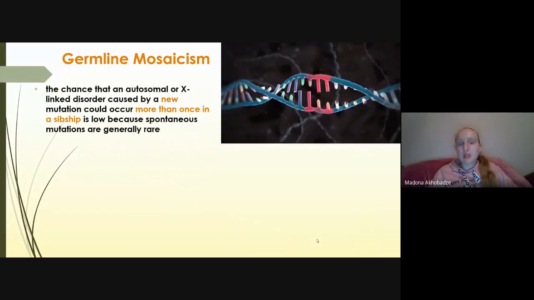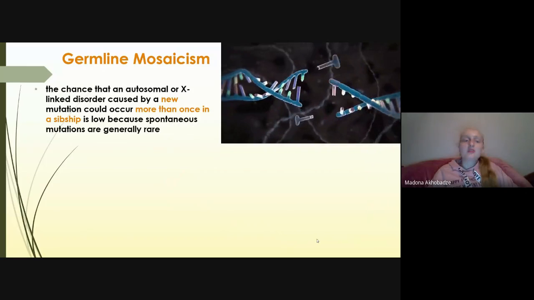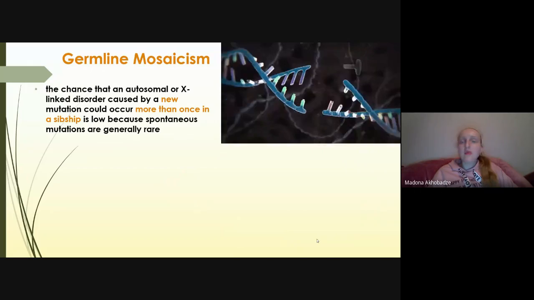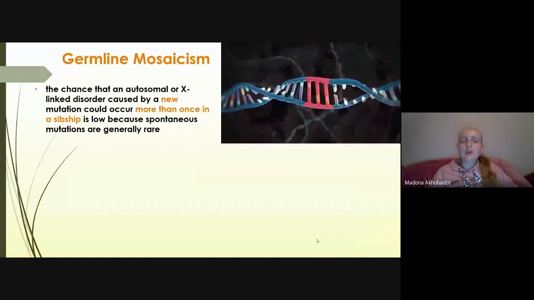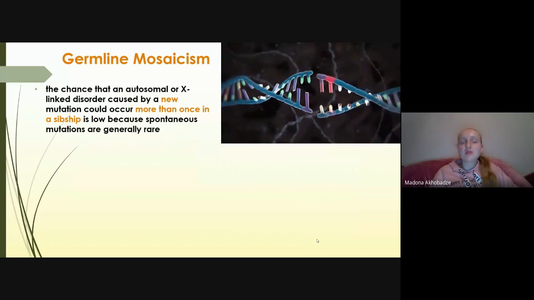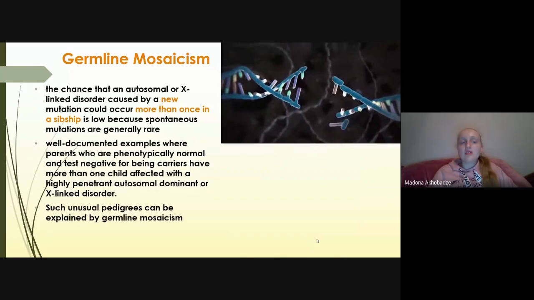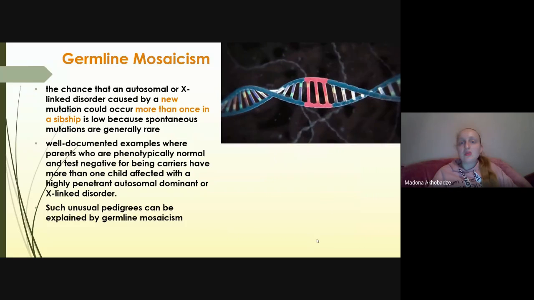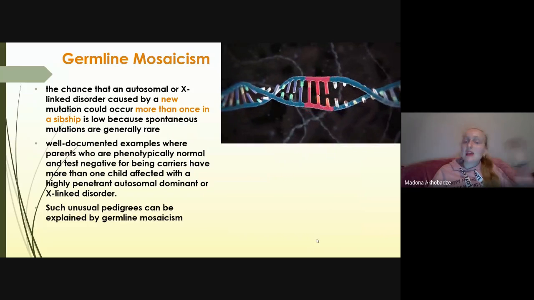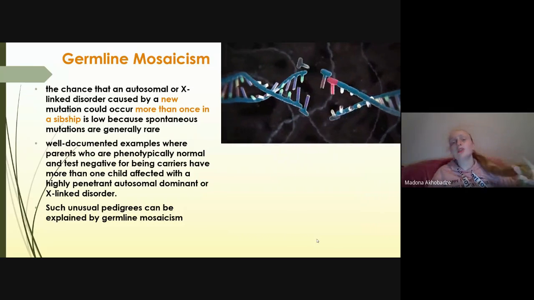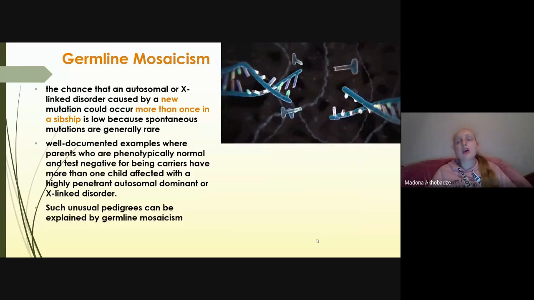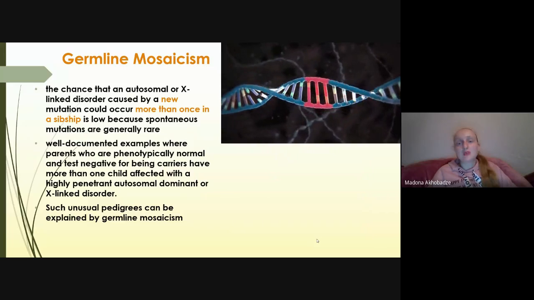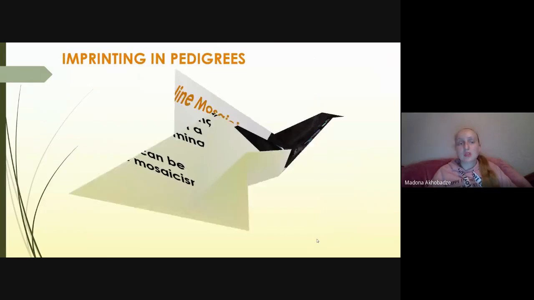Now let's talk about germline mosaicism. The chance that an autosomal or X-linked disorder caused by a new mutation could occur more than once in a family is low, because simultaneous mutations are usually very rare, and such unusual cases can be explained by germline mosaicism, which is inherited in the progeny. It's shown in the progeny, unlike the somatic one. Somatic mosaicism is present only in the affected, mutated person. Somatic mutations and mosaicism are not inherited.